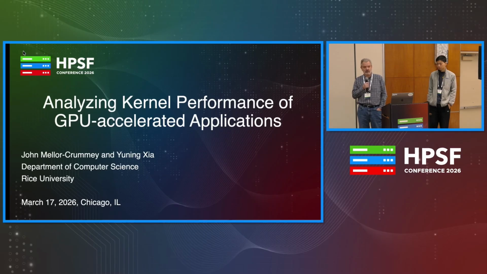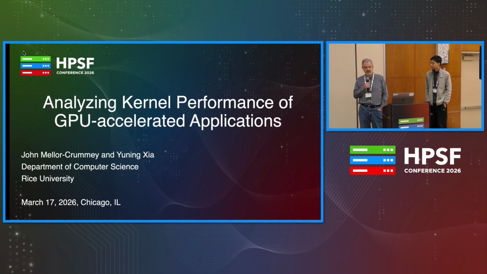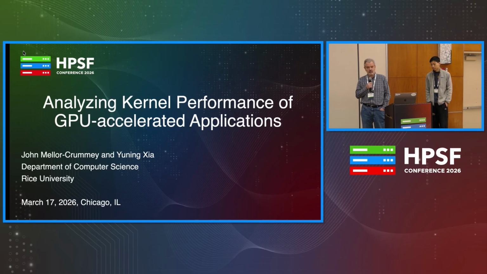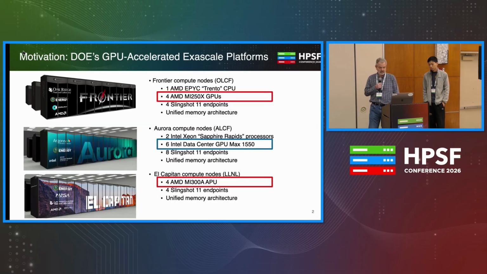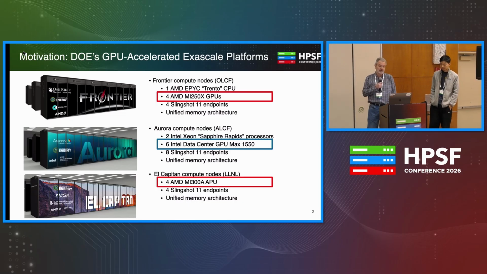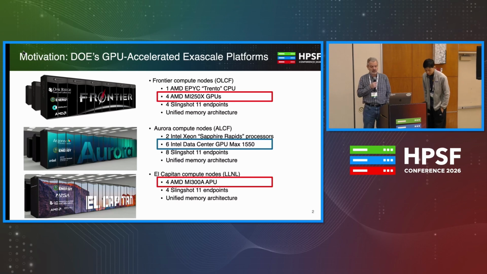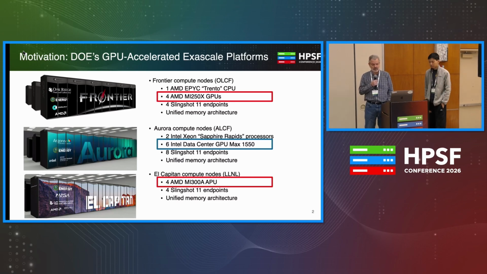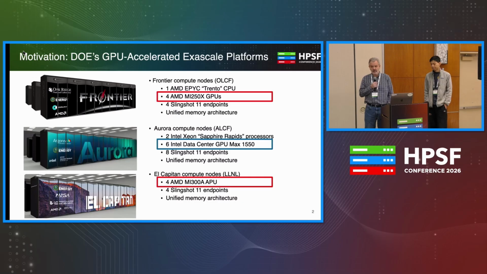So HPCToolkit is an HPSF project. We've been building performance tools for use on DOE applications for around 20 years. Over the last several years, the focus has shifted to the exascale platforms, which have a range of GPUs: discrete GPUs from AMD and Intel, and the MI300 APU, which has both CPU and GPU cores, as well as NVIDIA systems.